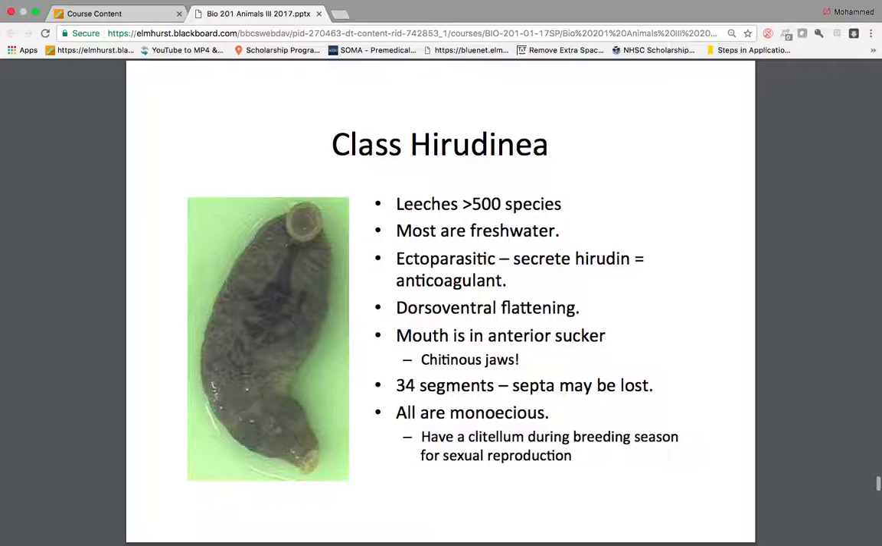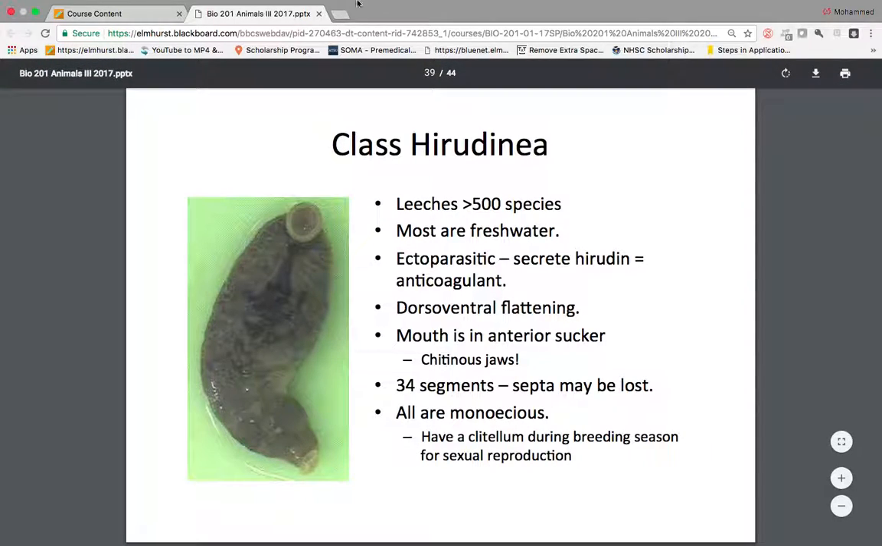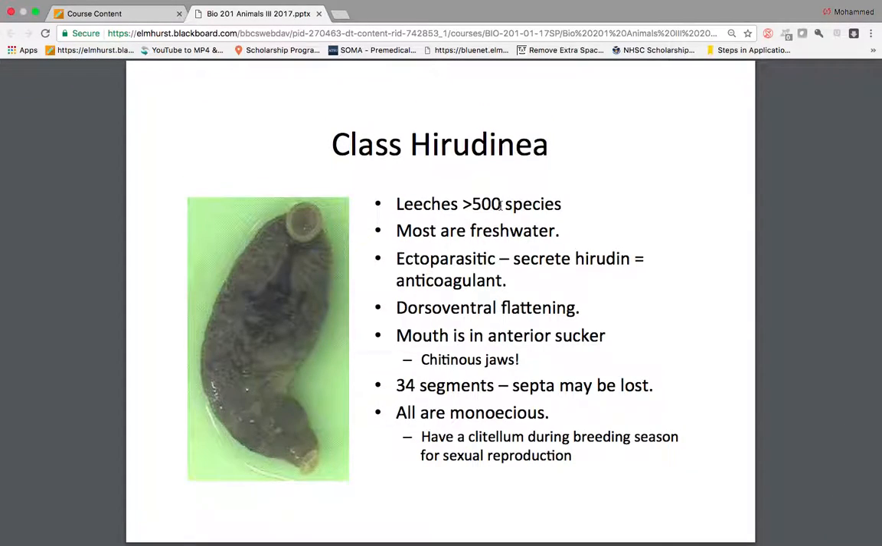Okay, so the last class of annelid are the leeches, or the Hirudinea. There's only about 500 species of these things that are named, and almost all of them are freshwater, although there are a few that live on very moist land and in very moist sediments. They are ectoparasites. They attach to and suck the fluids out of hosts. But they do it in a way that's kind of cool.